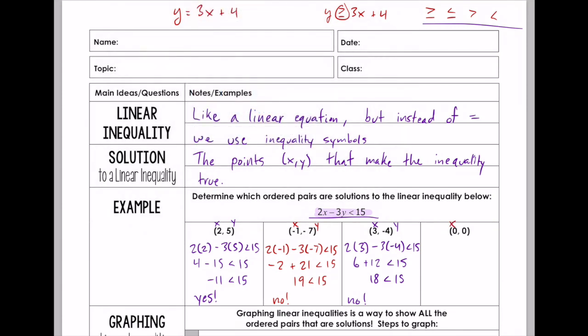Last one, x is 0 and y is 0. We're going to plug those values in. So 0 minus 0 is 0. So is 0 less than 15? Yes. So 0 comma 0, that point, is a solution to our linear inequality.